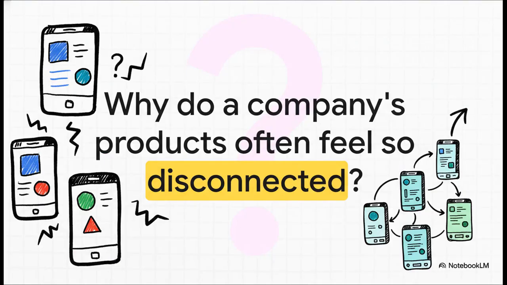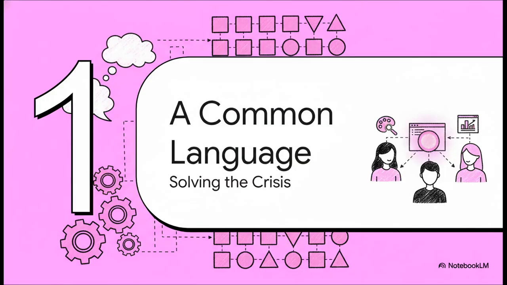So, have you ever used a bunch of apps from the same company and something just feels off? You know, one app has a round blue button, the next one has a square green one. The whole layout feels like it's from a different planet. It's kind of chaotic, right? Well, that's not happening by accident. What's really going on here is a lack of a common language. And that is exactly the problem a design system is built to solve.